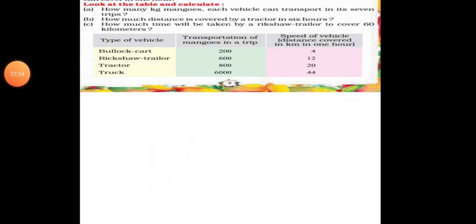So shall we start the first one? Let me read the question again. How many kilogram mangoes each vehicle can transport in its 7 trips? It means in one trip is given. We have to just find out in each vehicle in 7 trips. So, dear student, I'm not going to write here the name of vehicles, but just write the number. Number 1, bullock cart. Number 2, rickshaw trailer. Number 3, tractor. And number 4, truck.